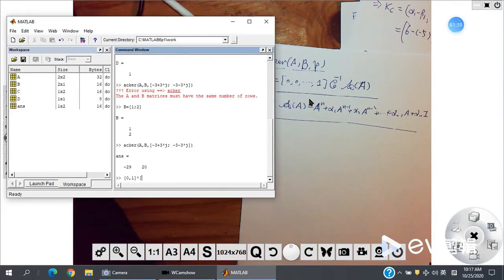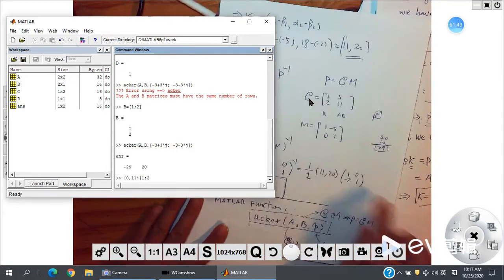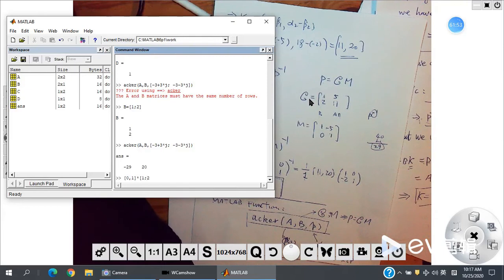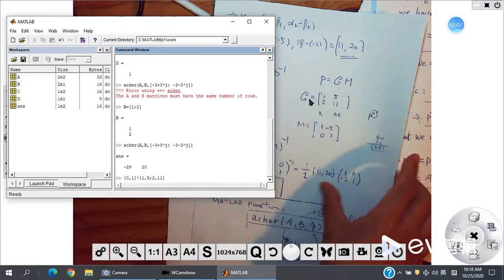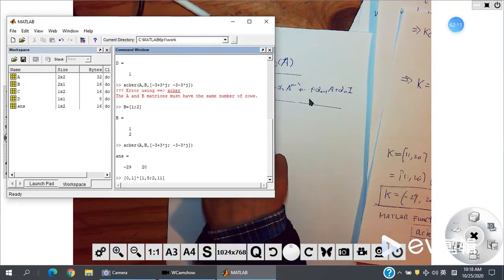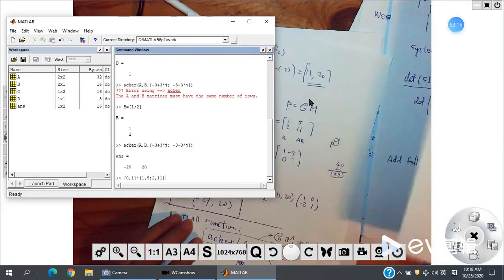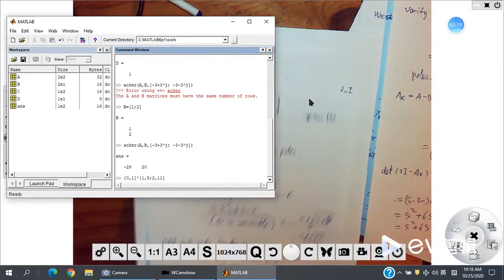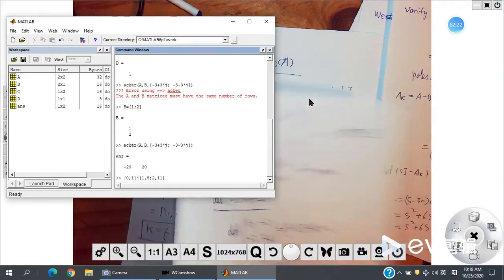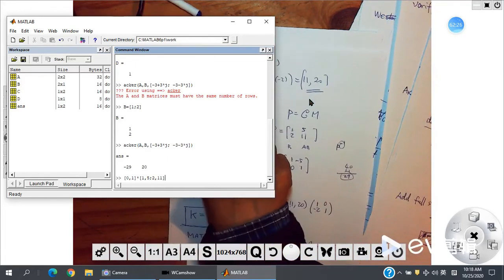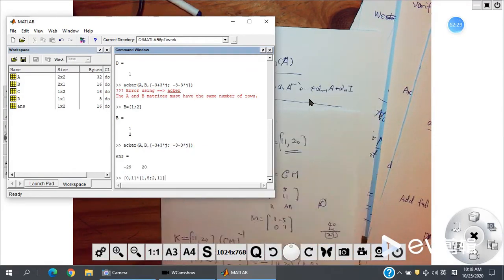C will be B. B is 1 and 2, and A times B. I think I calculated, right? C is here 1, 2, 5, 11. 1 and 2, 1, 5, then 2 and 11. Right, this is C. And then I need alpha. Alpha is, I can find alpha is here. Alpha is 6 and 18.